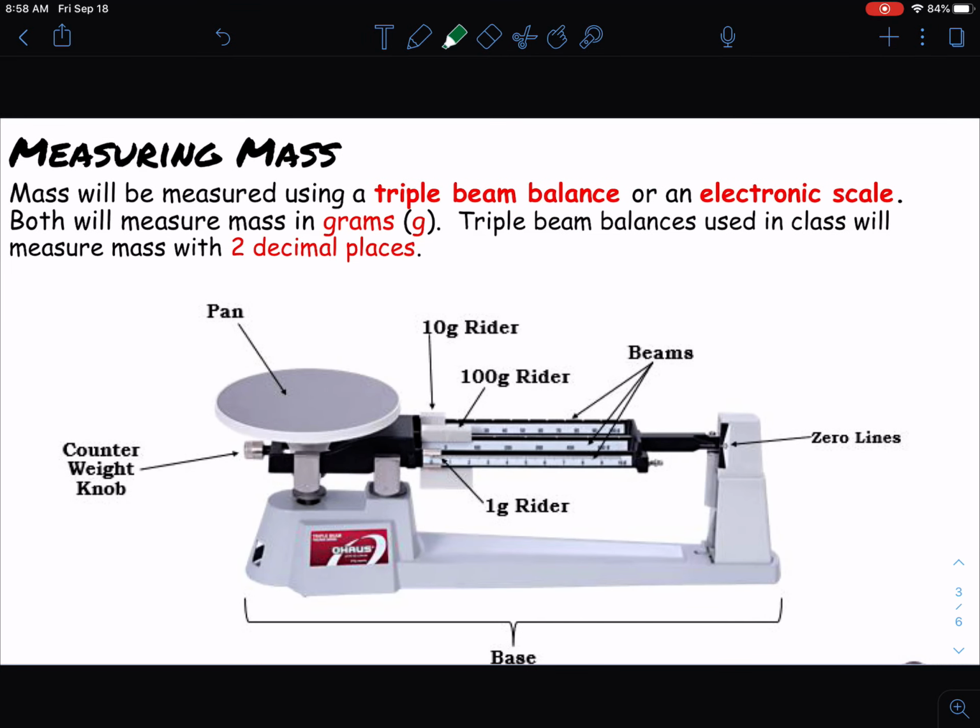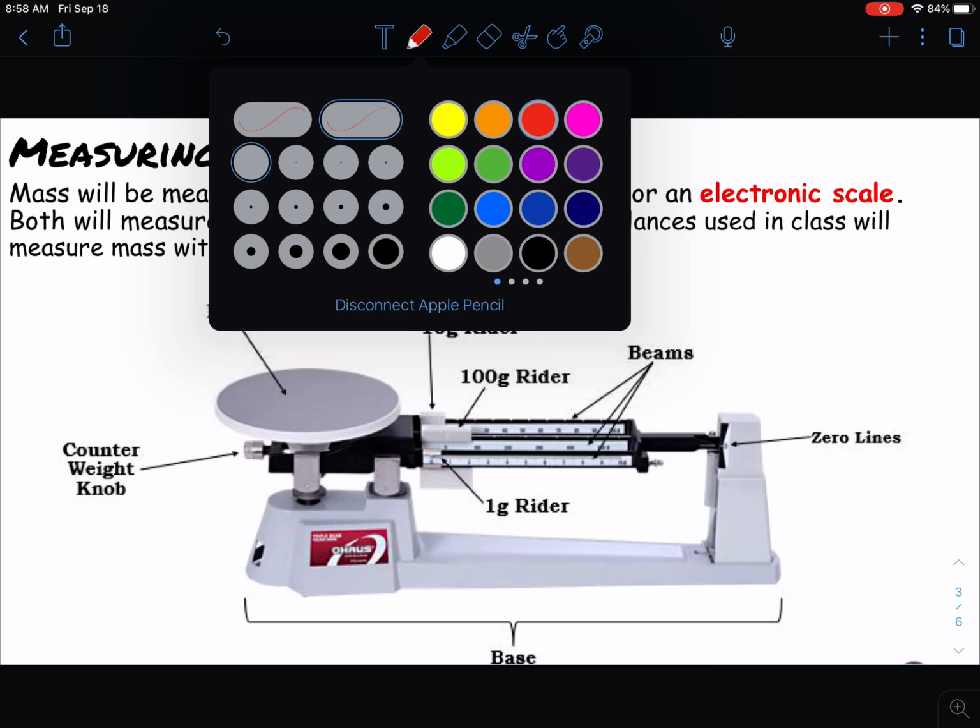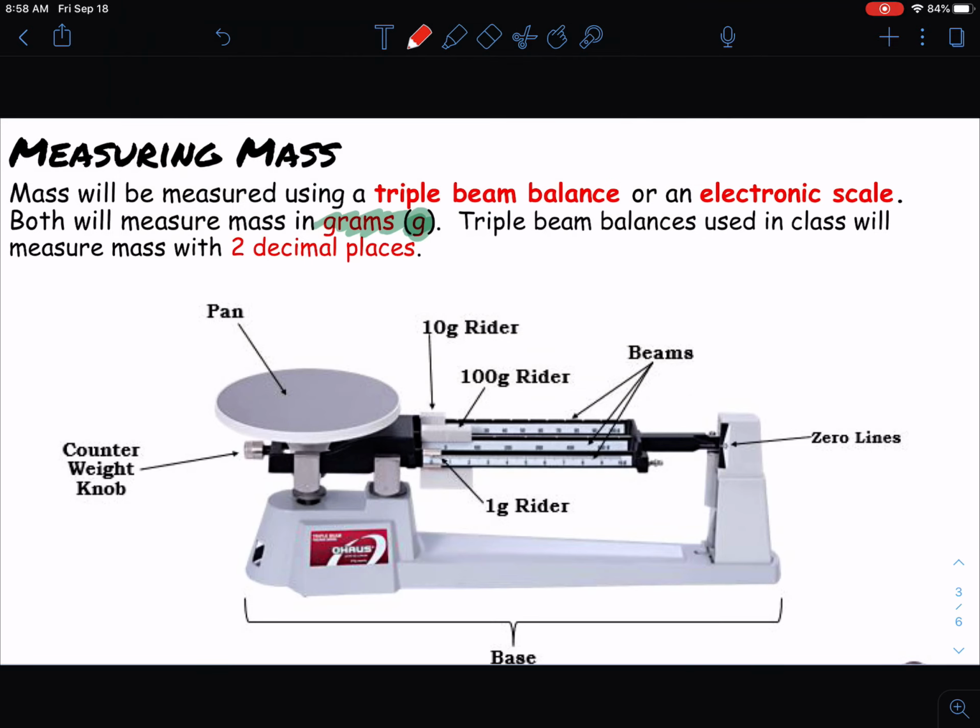So now measuring mass in this class, you're either going to be using a triple beam balance or an electronic scale, one or the other. Both of these are going to measure in the unit grams, and the lowercase g is your unit. Now, yes, you must include your unit. Remember, every single measurement that you do in class, every time you have a measurement, for example, 4.04 grams, you must have both a number and a unit. You have to have a number and a unit. If you do not, I would mark it wrong.